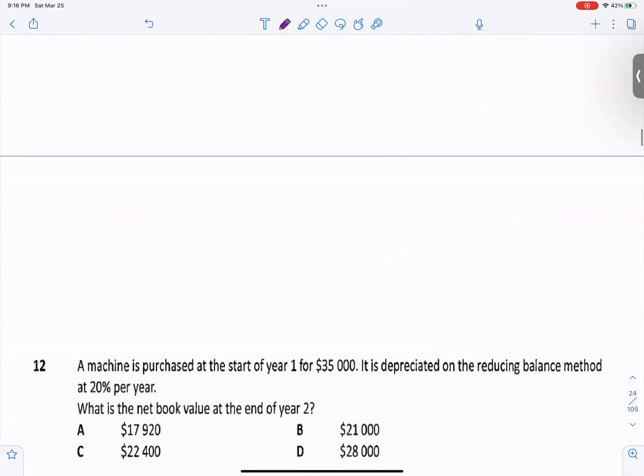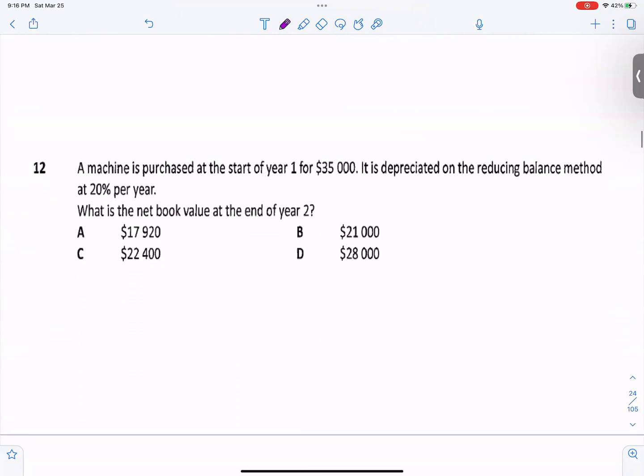Come on. 12th one. Try. Machine is purchased at the start of year 1 for 35,000. It is depreciated on the reducing balance method at 20% a year. What is the net book value at the end of year 2?